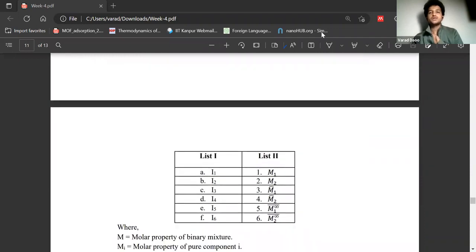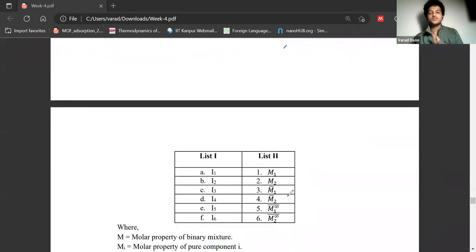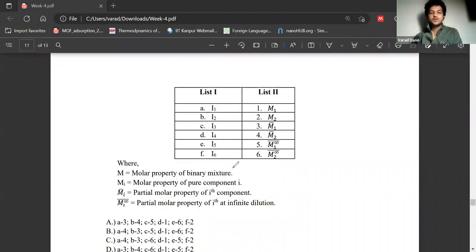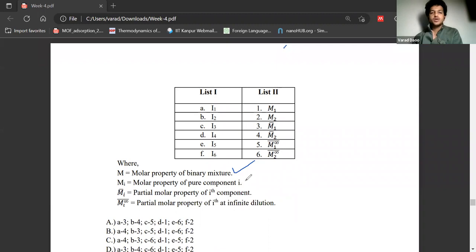What we are asked to find are the values of I1, I2, I3, I4. So what is M1? M is the molar property of the binary mixture. Mi is the molar property of the pure component i. Mi bar is the partial molar property of component i in a mixture. And M1 bar infinity is the partial molar property of component 1 at infinite dilution. I'll give you a couple of minutes to solve it.